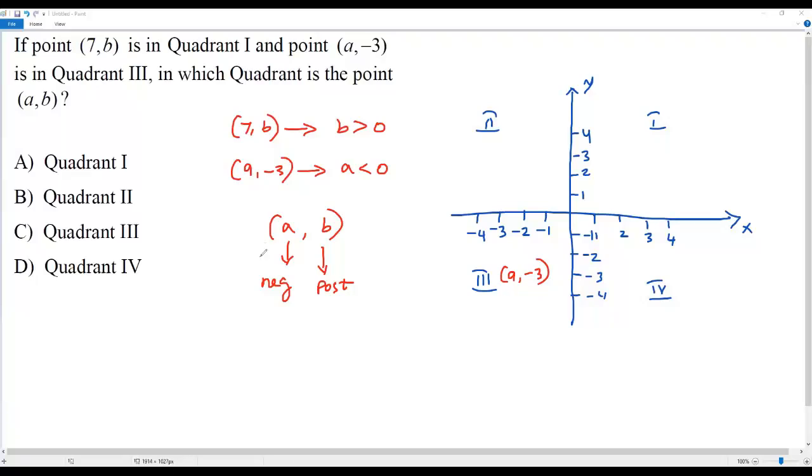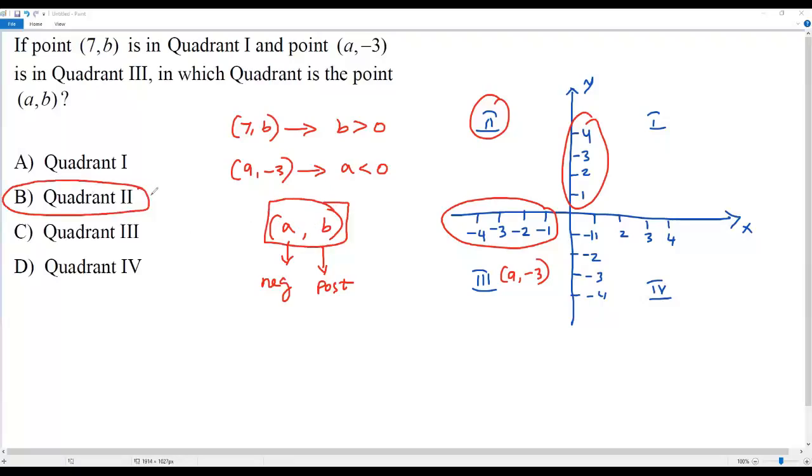It's very clear that is the second quadrant, because in the second quadrant all the x coordinates are negative and all the y coordinates are positive. So in the point (a, b), the x coordinate a is negative and the y coordinate b is positive. So this point (a, b) is in quadrant 2. So the correct answer choice for this question is option B.